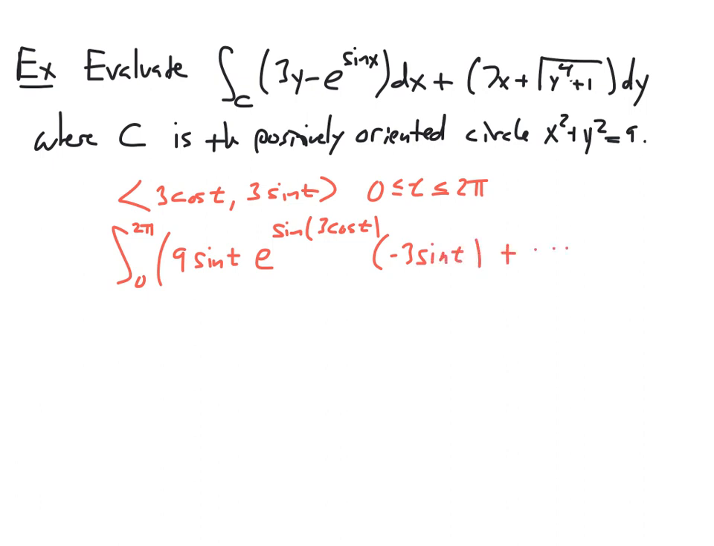Plus we have this other term, which is not going to be extremely pretty either. We're going to have the square root of 3 sine t to the fourth plus 1 in there. You would have to find an antiderivative of e to the sine of 3 cosine t multiplied by various things. Even if we could do that, it's going to be very, very difficult.